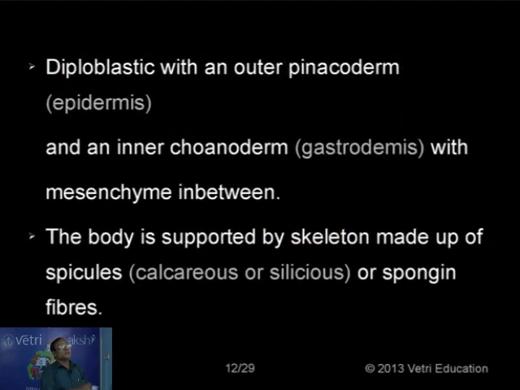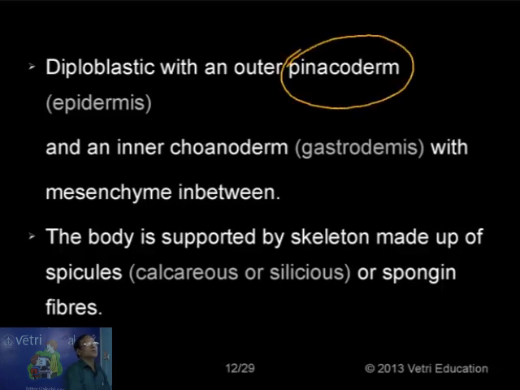Now, in the case of this animal, just like the coelenterates, it is diploblastic, but the names of the body wall layers are different: the outer pinacoderm, also called epidermis, and the inner choanoderm. This is the peculiar character of this group. Diploblastic, outer epidermis, also called pinacoderm, and inner choanoderm or gastrodermis. In between these two there is a jelly-like layer called mesohyl.